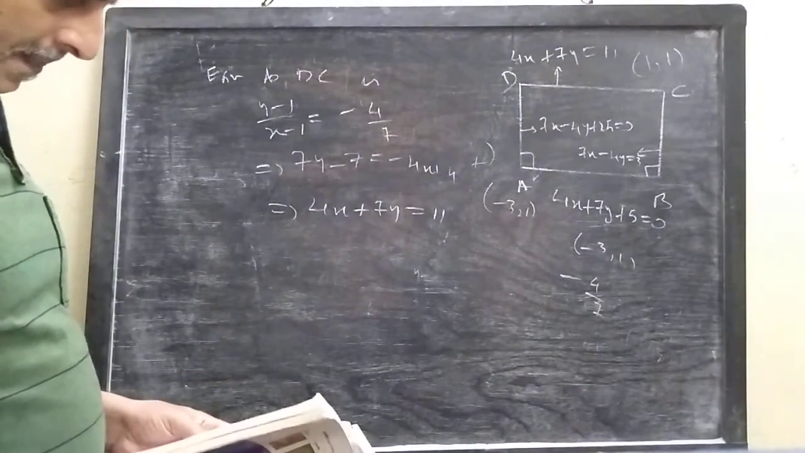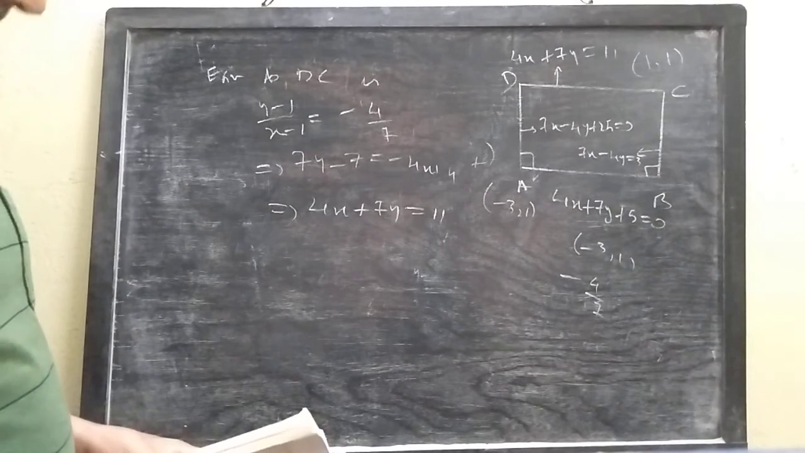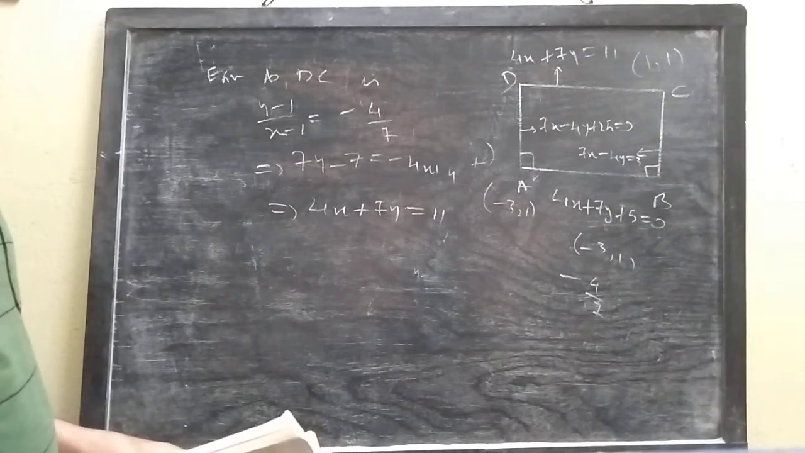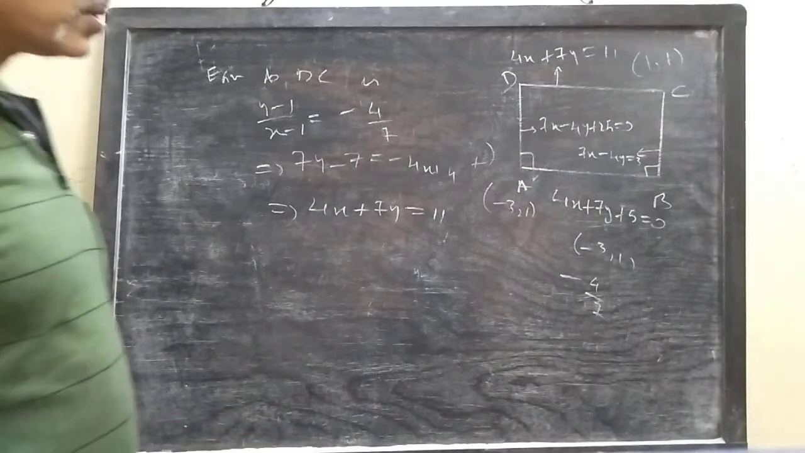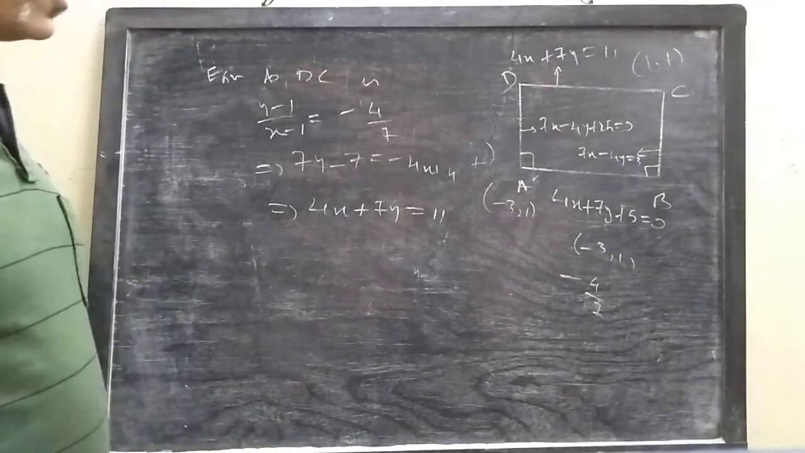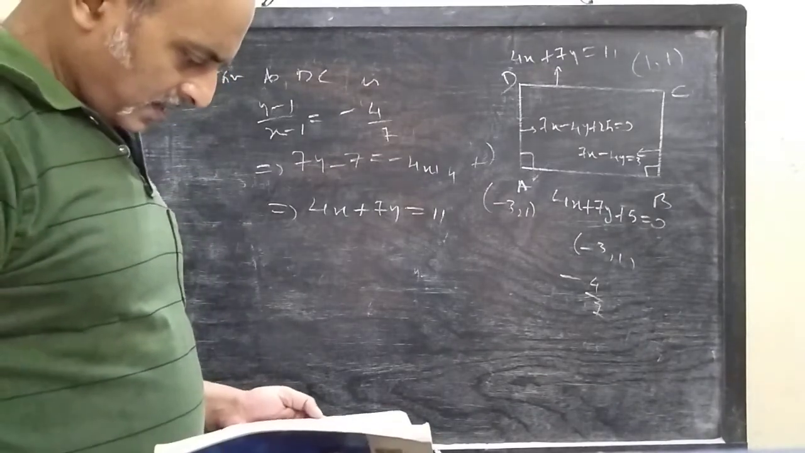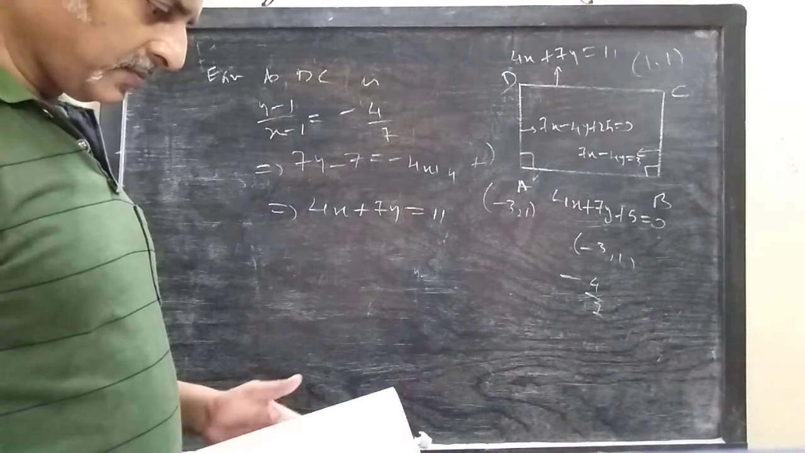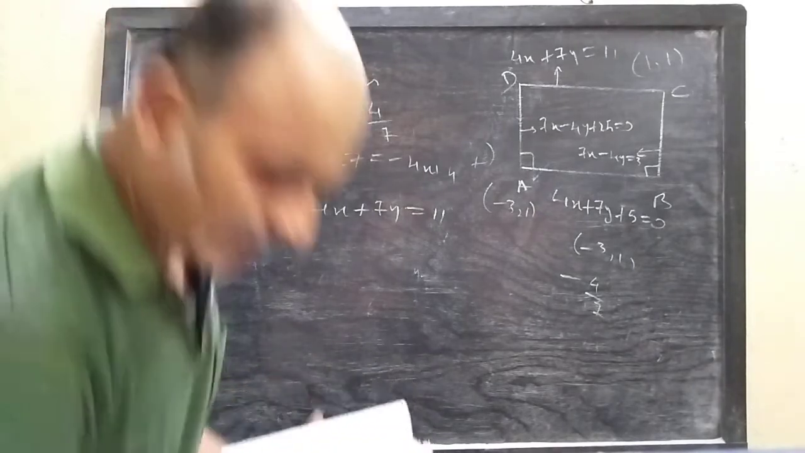So 7x minus 4y plus 25 equals 0, then 7x minus 4y minus 3 equals 0, and then 4x plus 7y minus 11 equals 0. So we find the equations of all the remaining three sides. Then, next question.